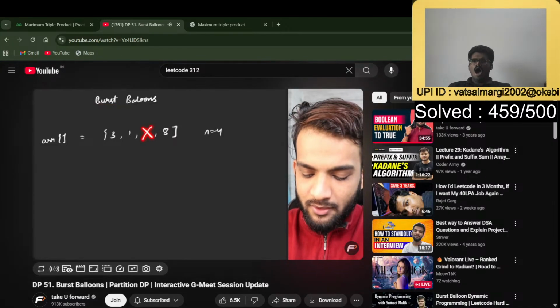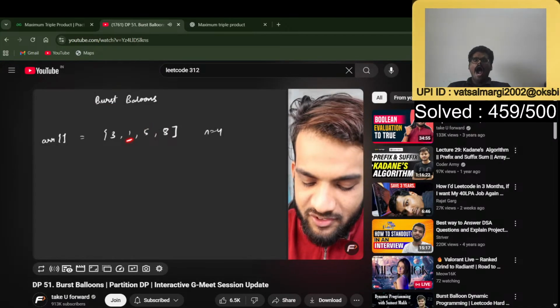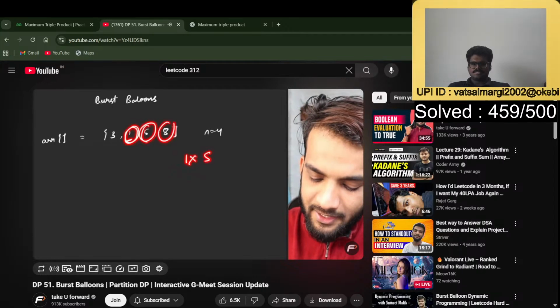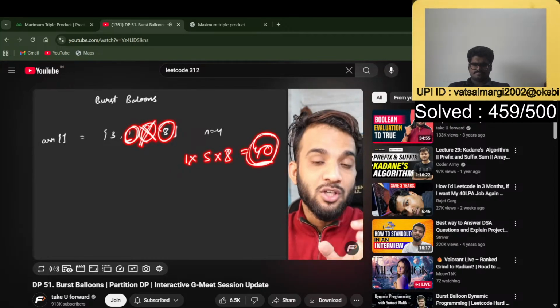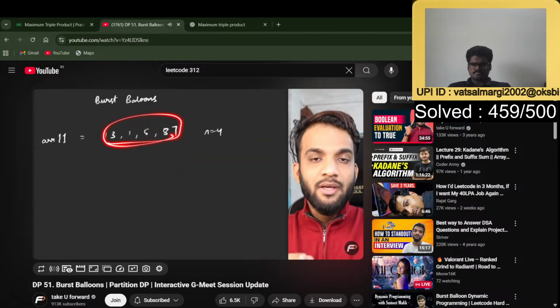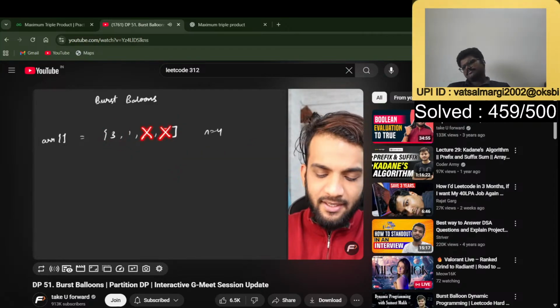Now imagine if I'm bursting 5, then the number of coins that you will get will be the left side of it, itself, and the right side of it. So it is 40 coins that you'll get if you burst 5. The question states you have to burst the balloons in any order you wish. You can burst 5, then 8, then 1, then 3.